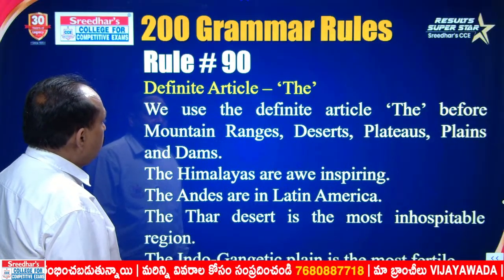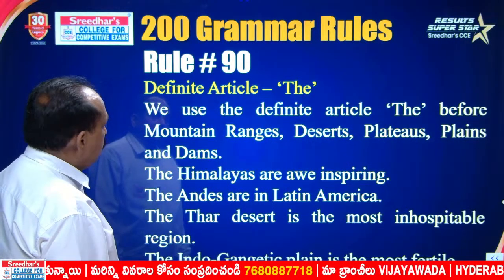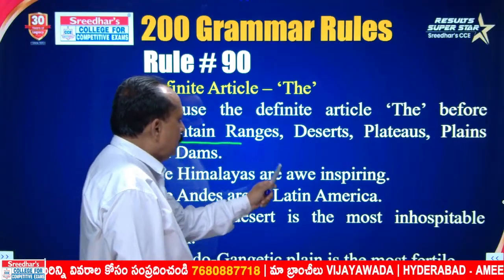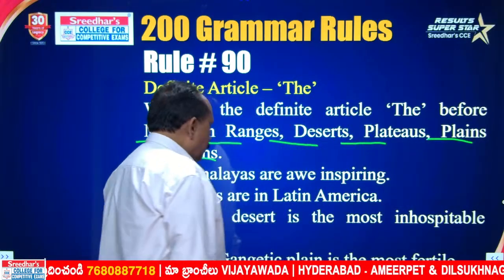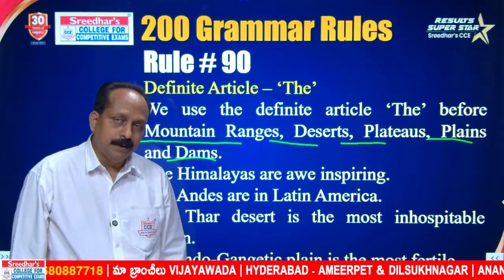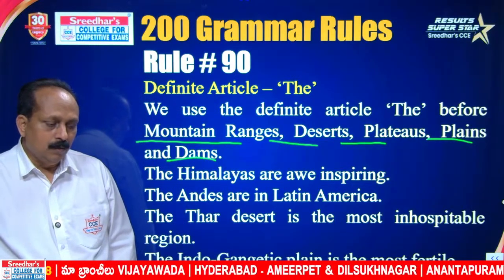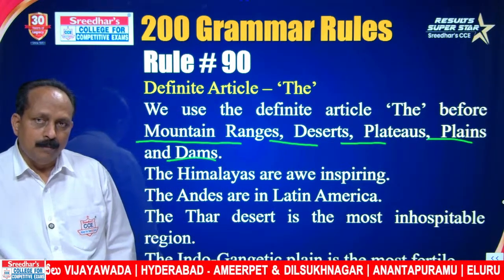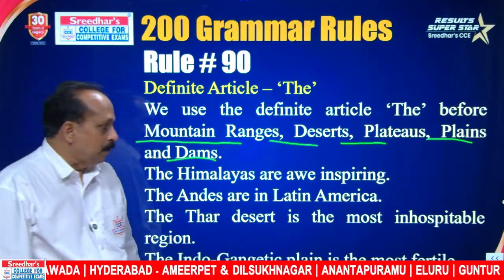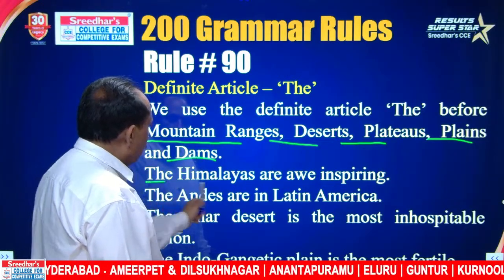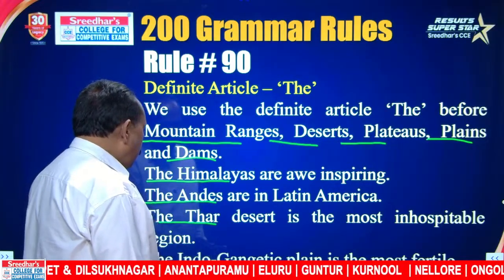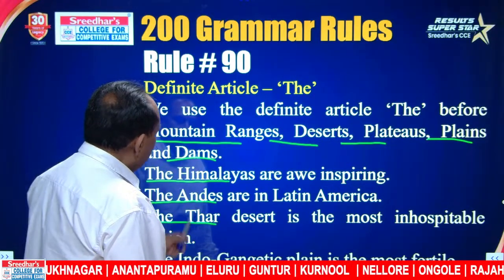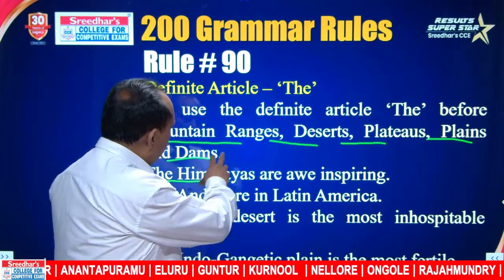Rule number 90. We use the definite article the before mountain ranges, deserts, plateaus, plains, and dams. All these go with geography. And one group. Try to remember, form a group and try to remember. The Himalayas, the Andes, the Thar Desert, the Indo-Gangetic Plain. The Himalayas, a mountain range.